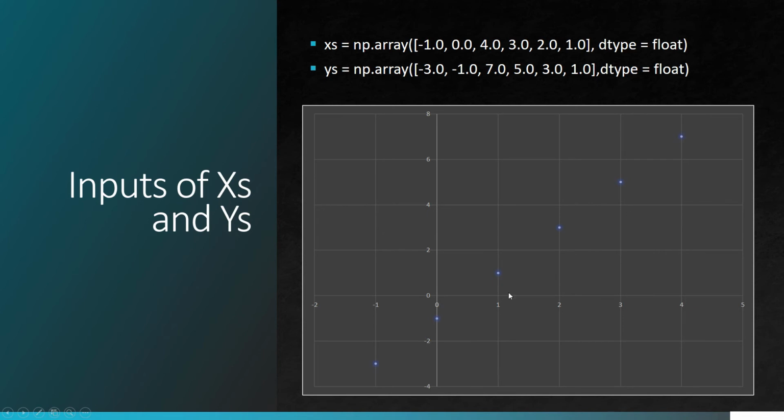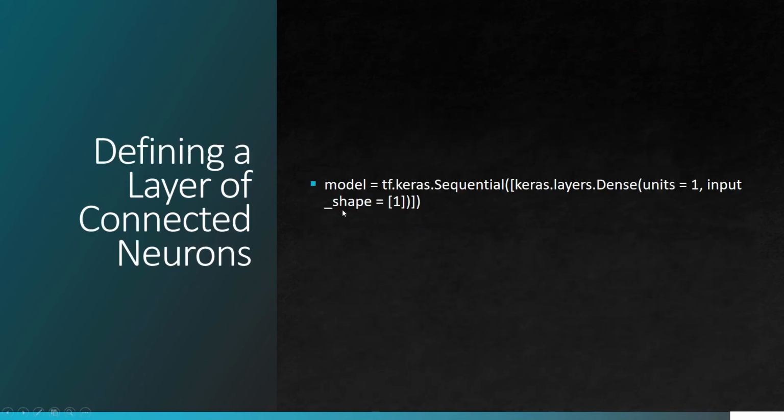It is forming a straight line. Generally it does not form a straight line and we have to find the best fit, but in our case I have taken an example of a straight line. Let's see what has to be done next. Now to define a model we will be using this command, tf.keras.Sequential. By using this command we can define any model.